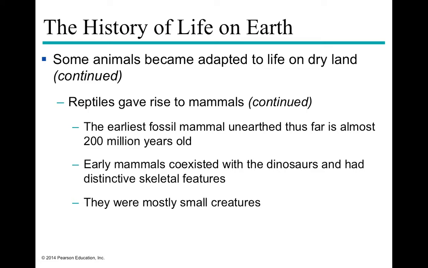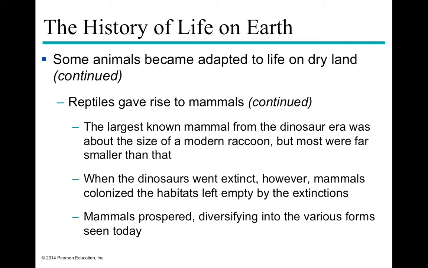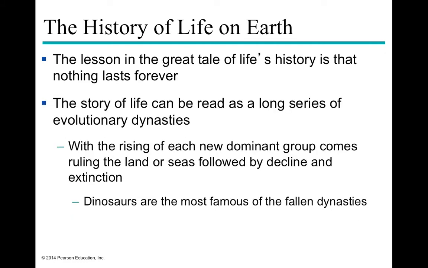Now, most of these early mammals were very, very small, mostly small creatures the size of rodents. In fact, at that time, the largest known mammal from the dinosaur era is about the size of a raccoon today, but most were far, far smaller than that. And why? Because dinosaurs would have looked at them as a food source, right? However, once the dinosaurs went extinct, mammals started to colonize the habitats that were left behind by the extinct reptiles, and then mammals prospered. And that diversified into all the various forms of mammals that are seen on Earth today.